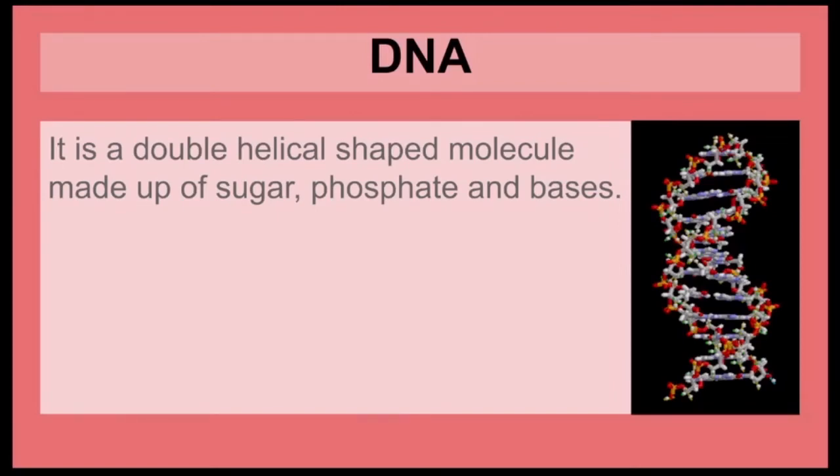DNA is a double helical shaped molecule. It is made up of sugar, phosphate and bases. There are many types of bases like cytosine, guanine, thymine, etc. And these bases, phosphates and sugars constitute the DNA molecule.